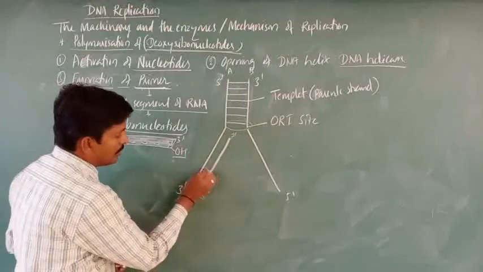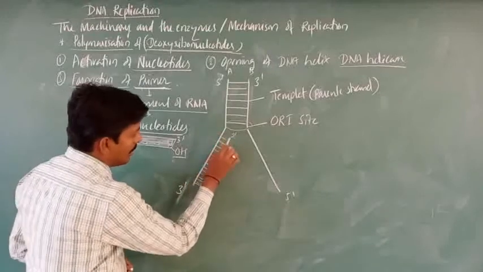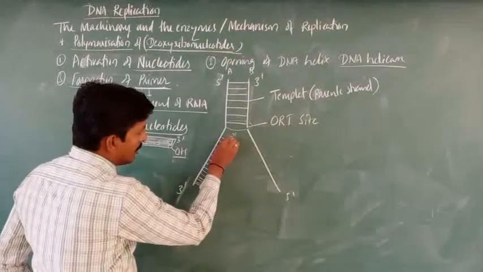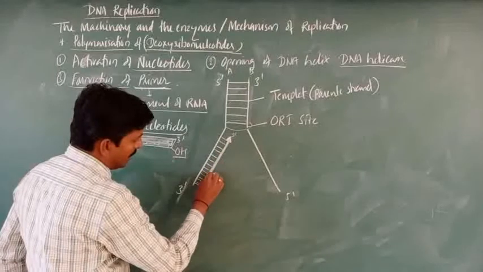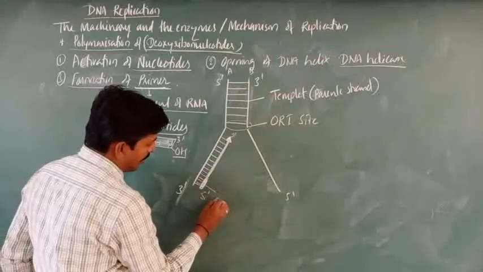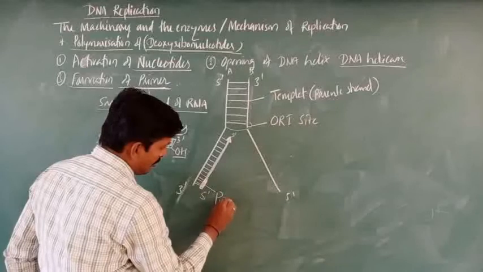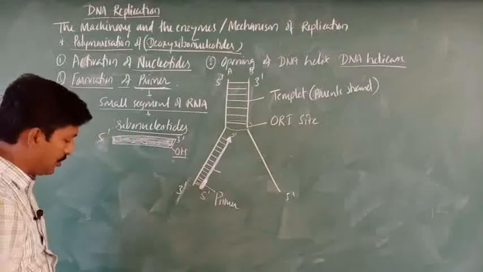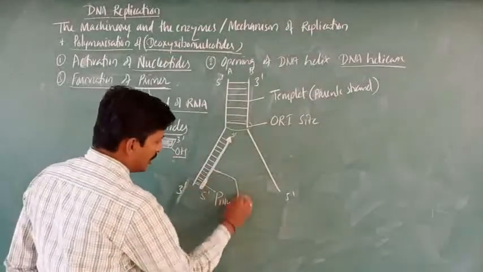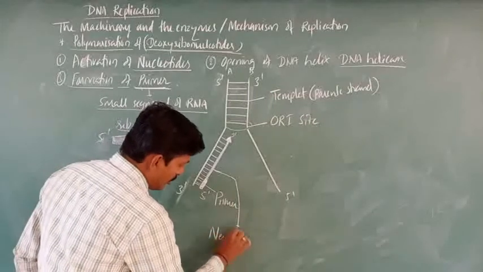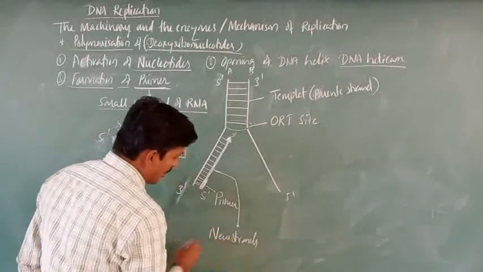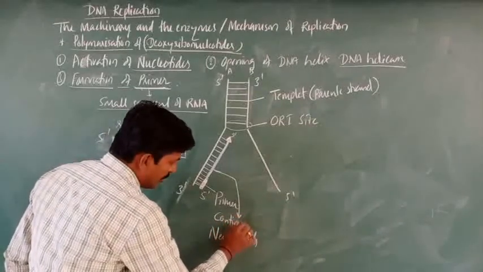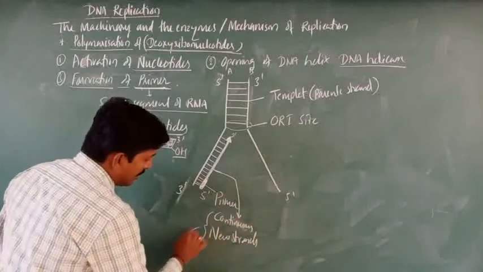So there is another step also we can take here. In this direction, yes, it's a continuously formed strand. So this is the primer, and this is the new strand, which is continuous. So this is what we call the new strand, and it is said to be continuous, hence it is called the leading strand.